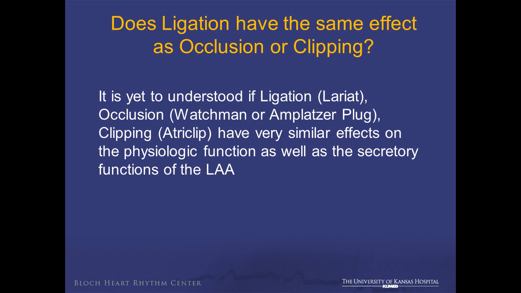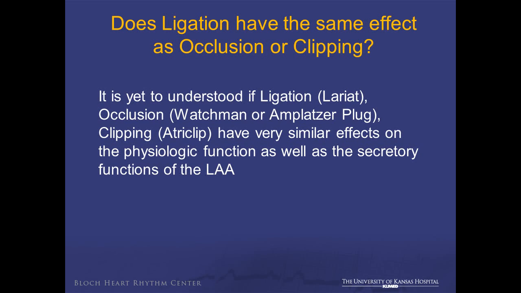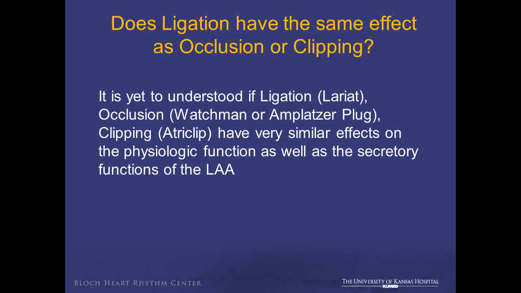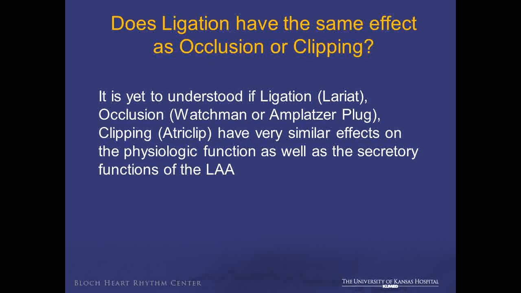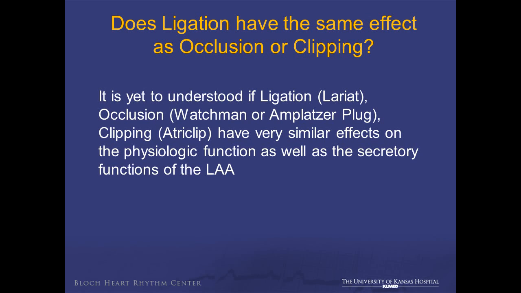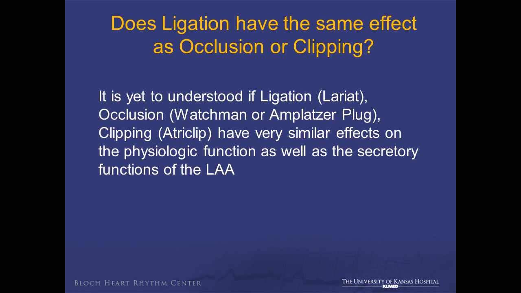So does ligation have the same impact as occlusion or clipping? That's something that we don't really know, because with ligation and clipping, you're actually removing the atrial tissue and you're completely eliminating it. Whereas with an occlusion, you may not be eliminating or killing the appendageal tissue. There may be a mechanical obstruction to it, and the vascular supply in and out of this appendage may still be intact, unless in some cases they've really shown fibrosis of this appendage and the complete electrical silence of these appendages. So that's something that we really need to figure out.